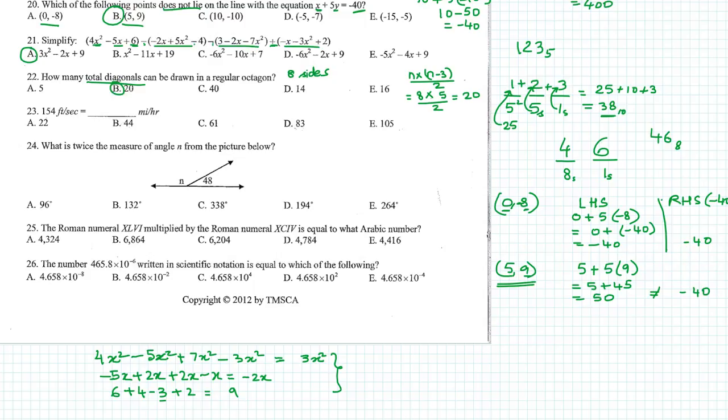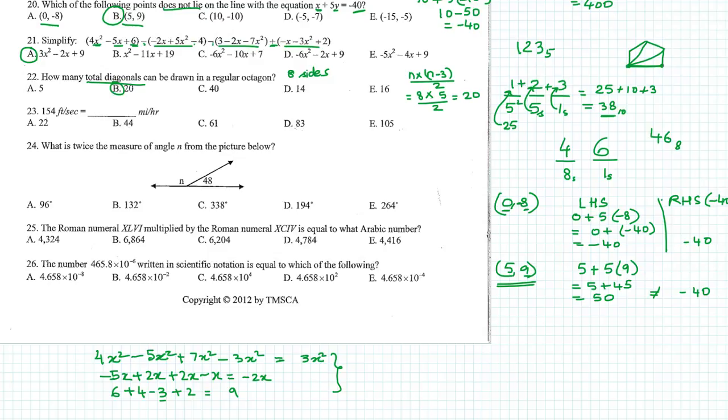The reason why we have this formula n into n minus 3 divided by 2 is this. In any polygon, let's say we have a pentagon. If you pick any vertex, the number of diagonals that you can draw from this point is equal to, let's say, 1, 2, and that's it.